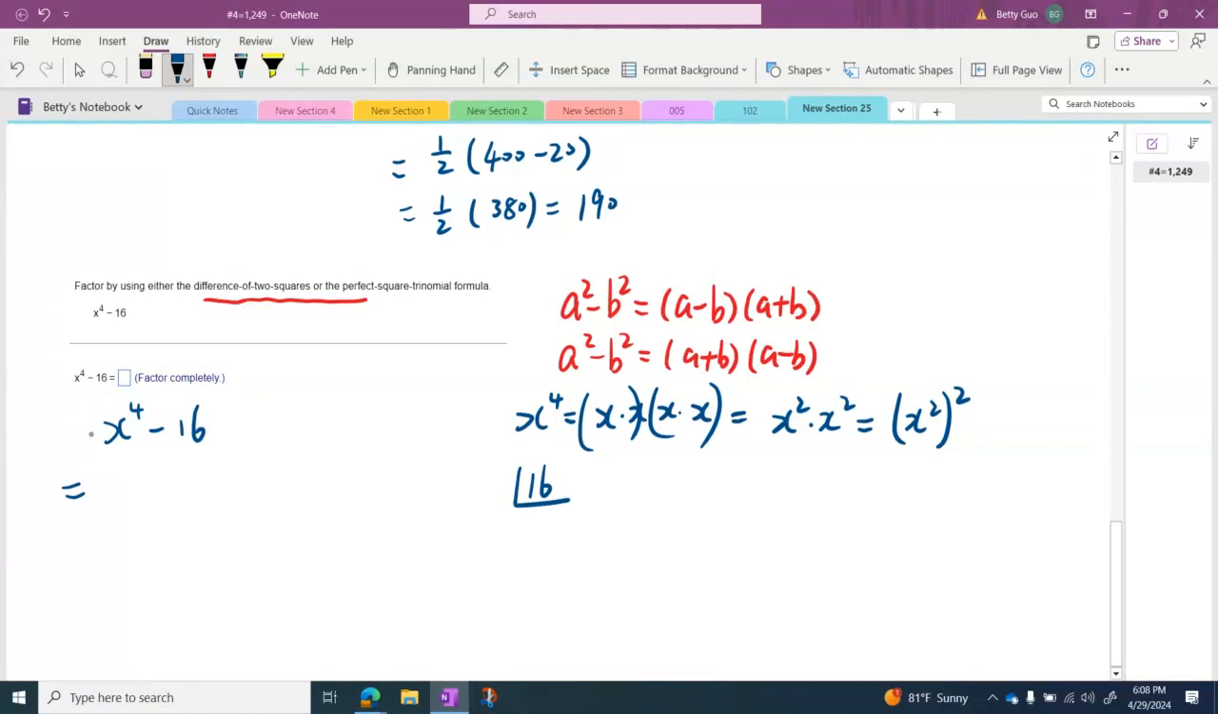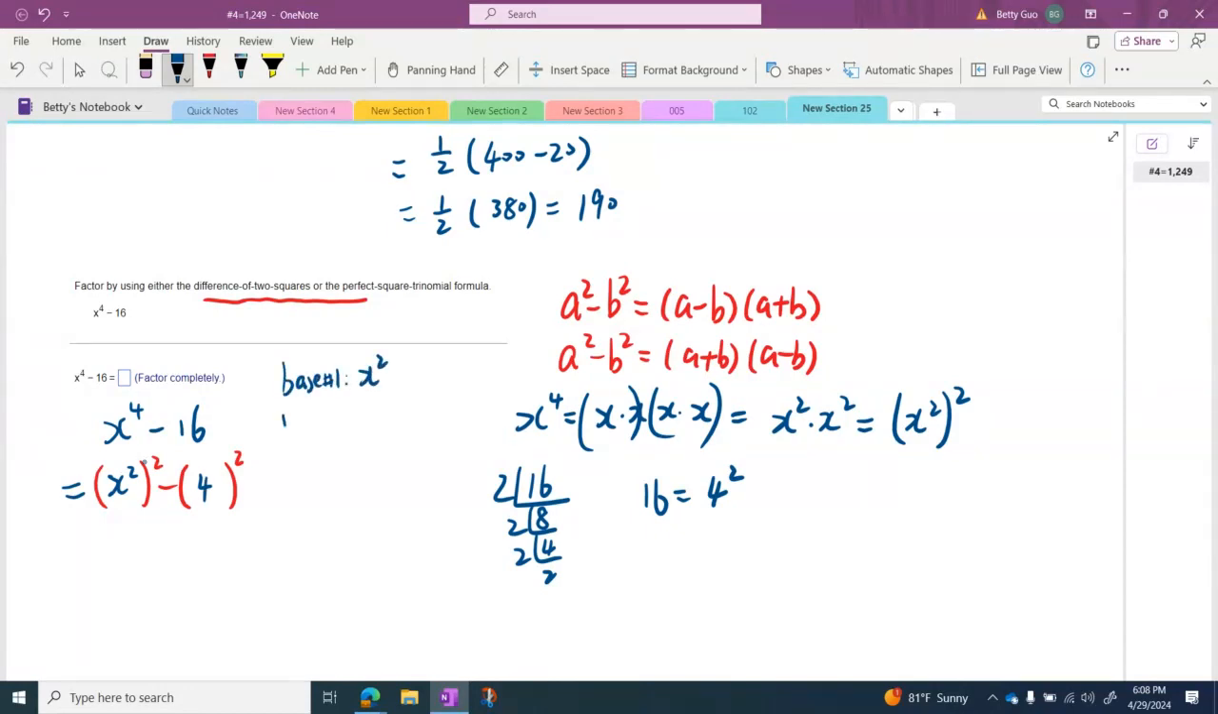And 16 divided by 2, we have 8, divided by 2, we have 4, divided by 2, we have 2. So 16 is 4 squared. So we do see that this binomial is a difference of two squares. The two bases are x squared and 4. Base 1 is x squared. Second base is 4. So we can write the binomial as x squared minus 4 times x squared plus 4.